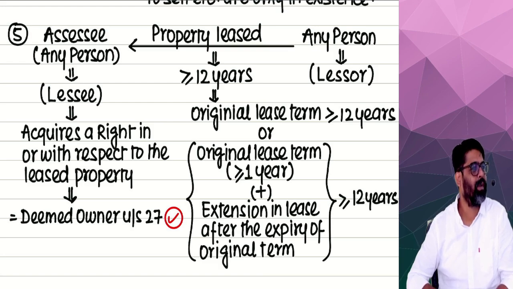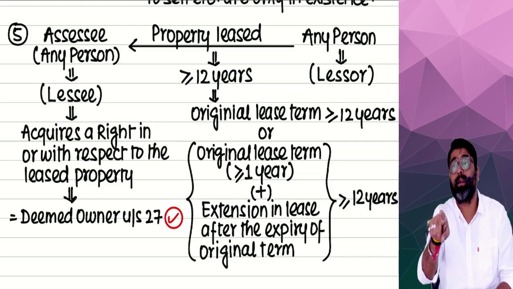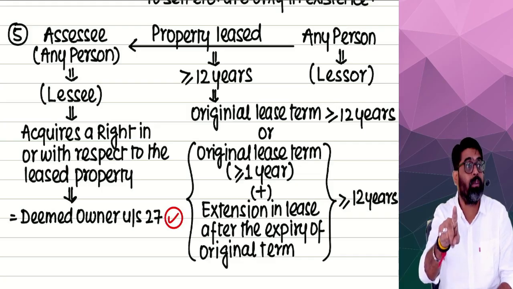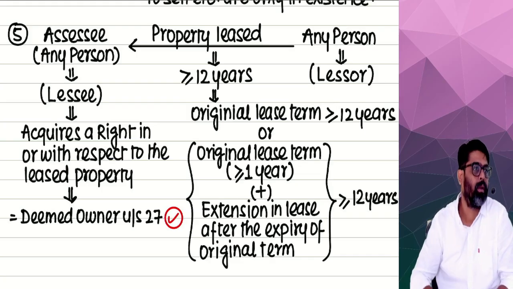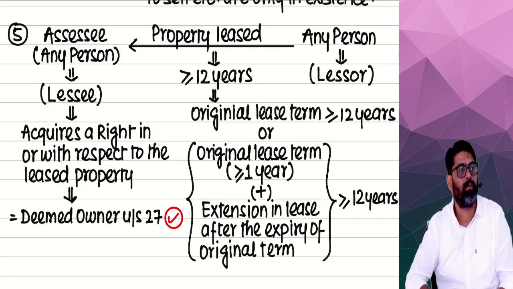As per section 27, you will be treated as a deemed owner. Only then can the income of that property during that period be charged in your hands, if you are earning any income from that property. Getting my point? 12 years or more. But what if I have given you the property on lease for less than 12 years?